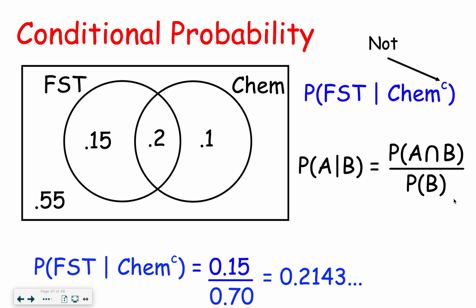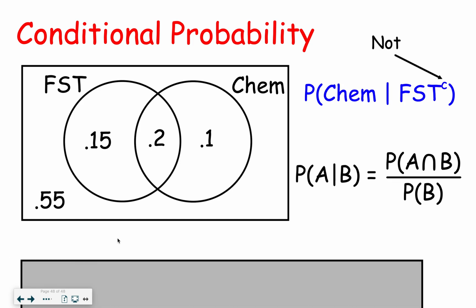Then I want to divide by the probability of not being in chemistry. That's my condition. So not being in chemistry is everything except this circle. So everything except this circle would be the 55 on the outside and the 15, which is 70%. And you divide those out. All right, and the last one, again, I'll let you try this. So pause it, see if you can get this one.